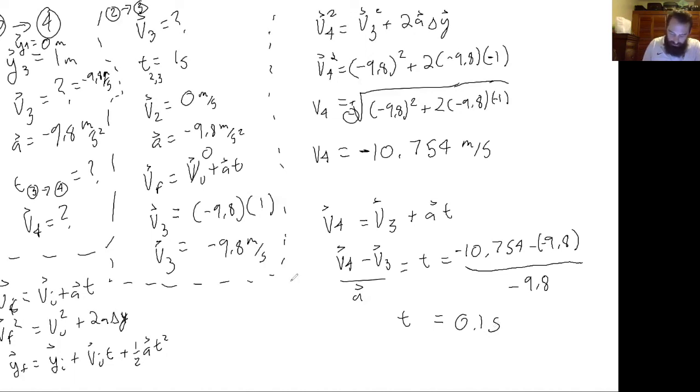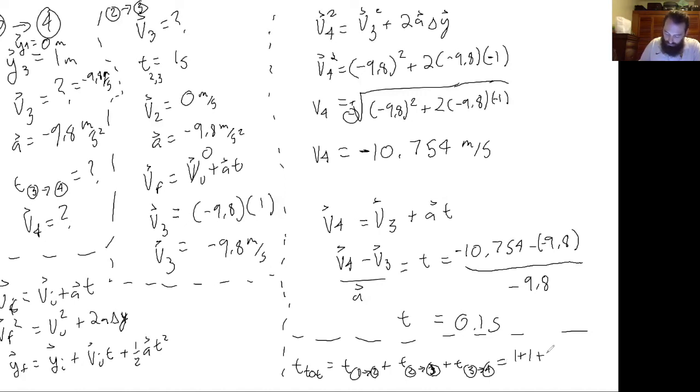Okay, so now our total time will be the time to go from 1 to 2 plus the time to go from 2 to 3 plus the time to go from 3 to 4, which was 1 plus 1 plus 0.1, which is 2.1 seconds. And if you remember, from the quadratic formula, that was the time that we got. So as you can see, it's much faster to just use the quadratic formula, but if for some reason you can't remember it or you don't feel comfortable with it, there are ways to work around that.